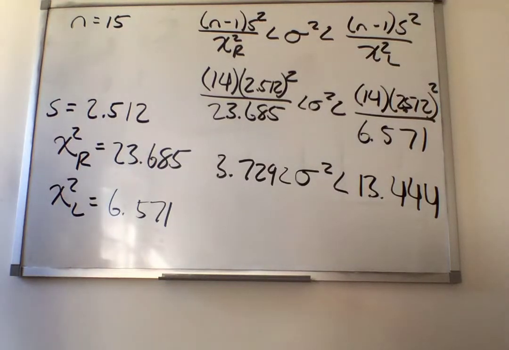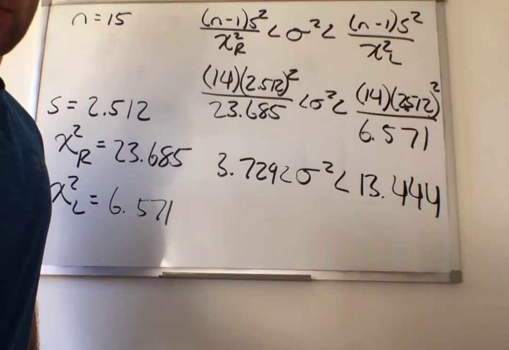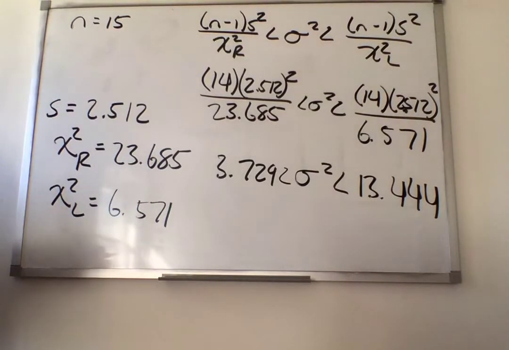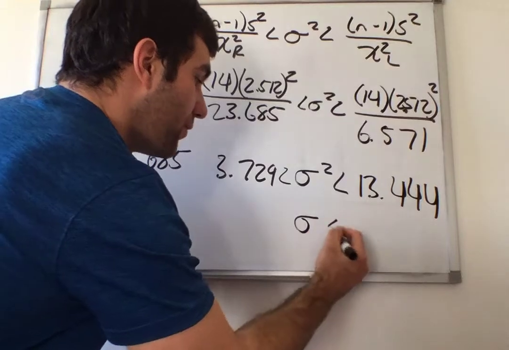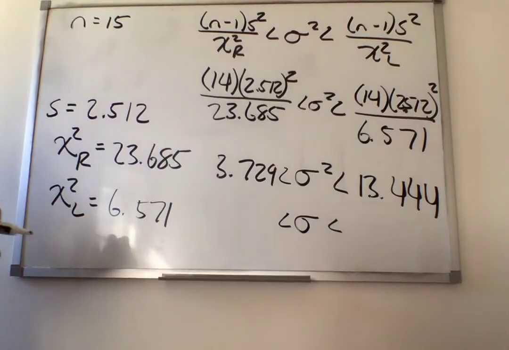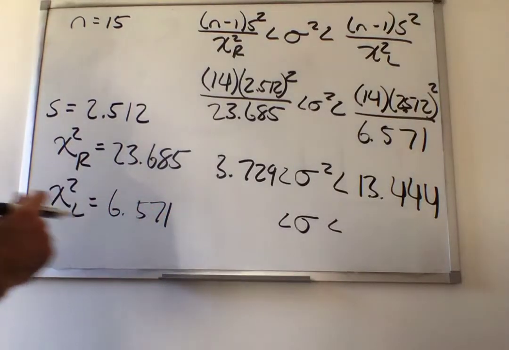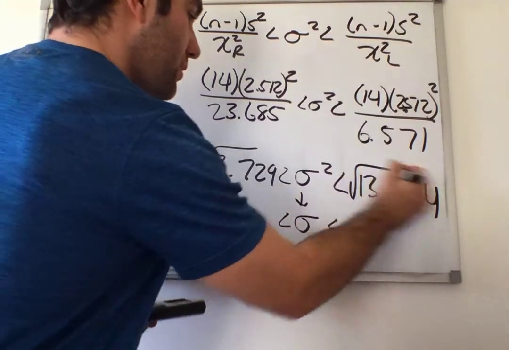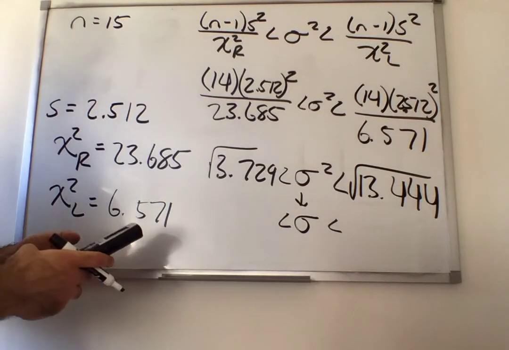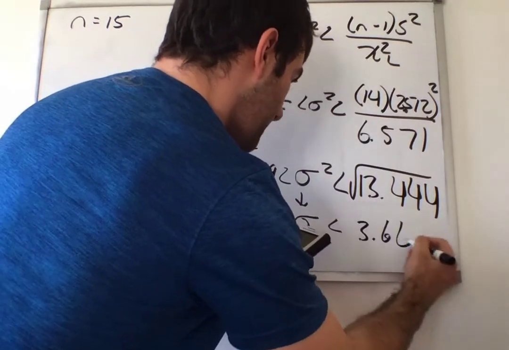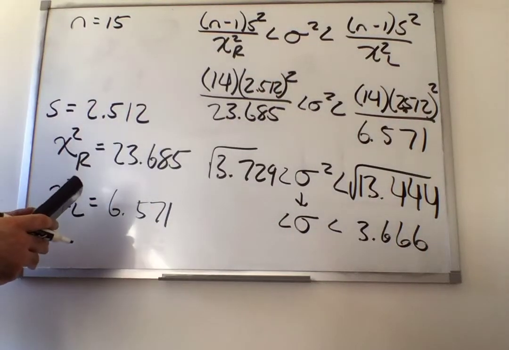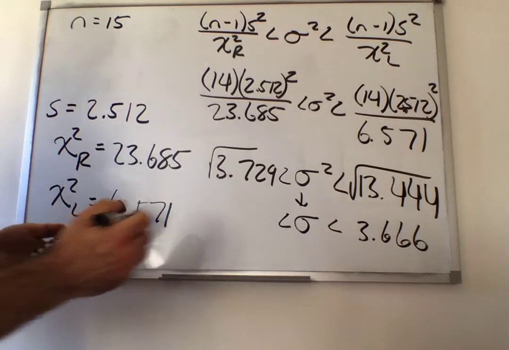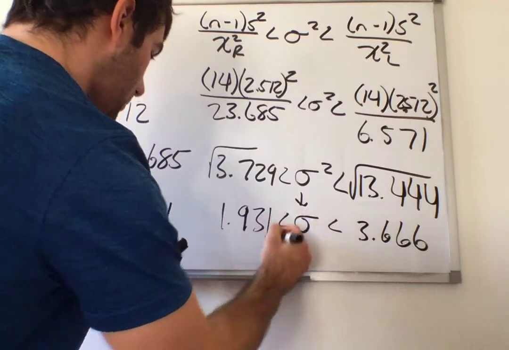Now let's take it one more step further. I think the question only asked us for the confidence interval for the population variance. So if I want a confidence interval for the population standard deviation, which is also my next example, all you do is take the square root of both those numbers. So to go from there to there, just square root. The square root of this one is 3.666. And the square root of the other one is 1.931.